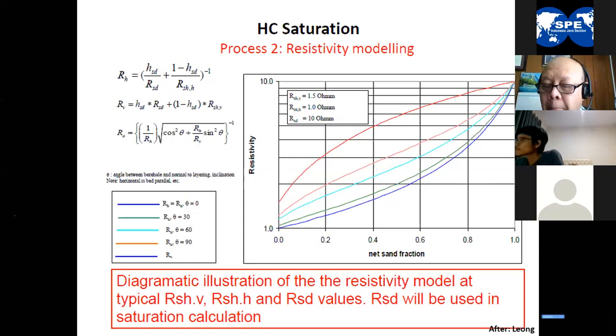Okay. We move to another question. Also from the Amatrasen. Could there be a small crossover between the density and neutron eventually in a gas zone?